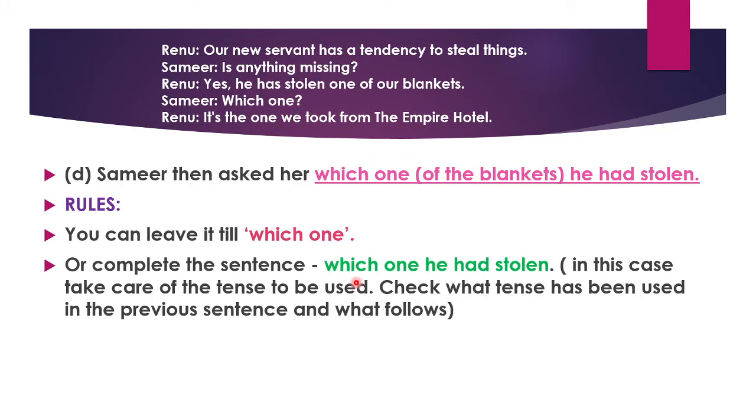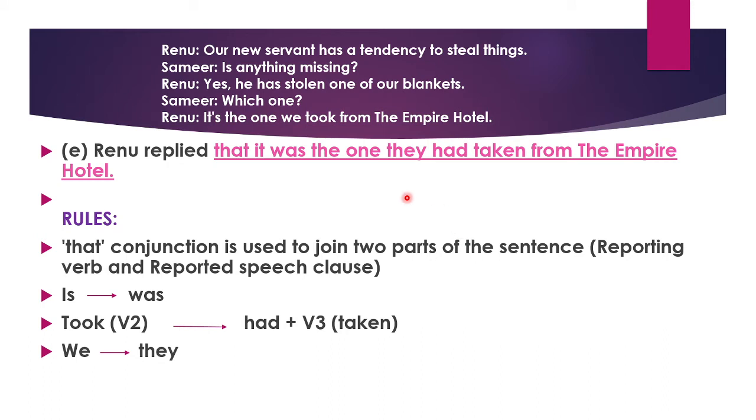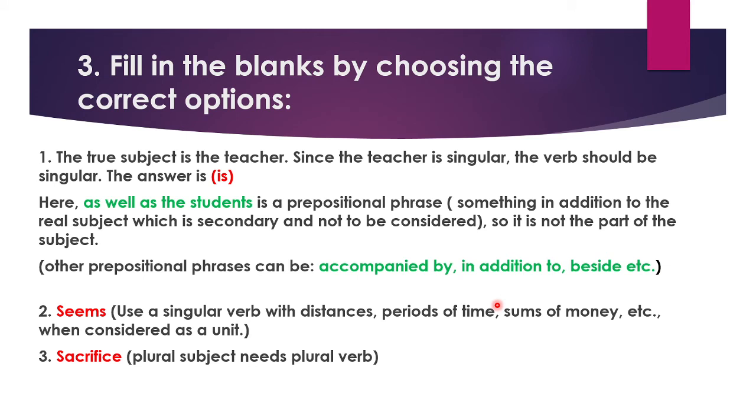So this is for D blank. The answers. This is the answer for the E blank. The rules are also given. Now, this is question number 3. So fill in the blanks choosing the correct option. Here again, I have explained wherever I felt that I need to explain this rule.